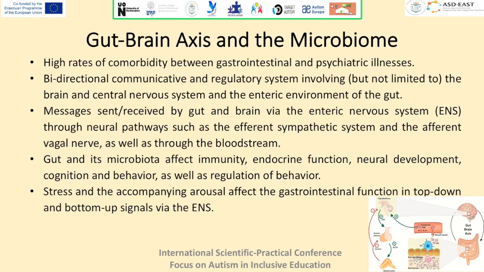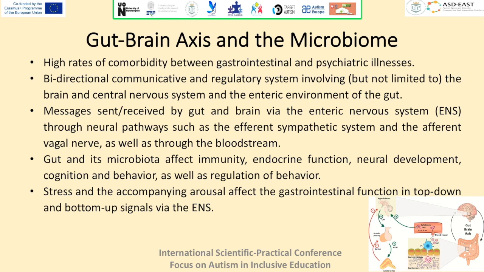Now I want to talk a little bit about the gut-brain axis and the microbiome. High rates of comorbidity between gastrointestinal and psychiatric illness exist in the literature. It is a bidirectional communicative and regulatory system involving, but not limited to, the brain and central nervous system and the enteric environment of the gut.